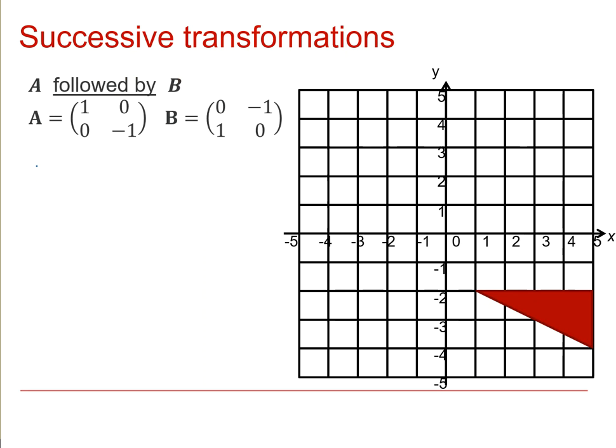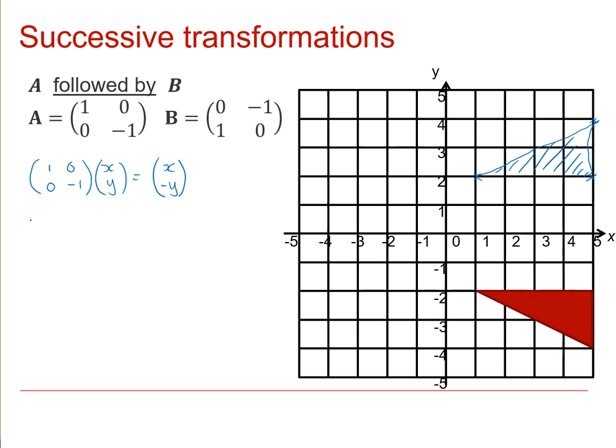So I'm going to apply matrix A first, which is 1, 0, 0, minus 1, to some general point (x, y), multiply these matrices, and I get (x, minus y). This tells me that for any point, the x coordinate will remain the same and the y coordinate will change sign. So you could see that this means that my triangle will be reflected in the x-axis. So that's the first stage of the transformation.